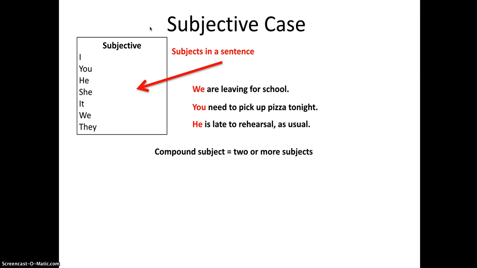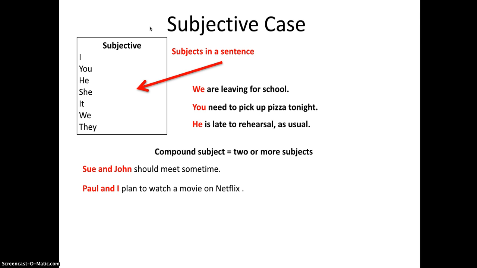People tend to get the most confused about the subjective and objective cases when there's a compound subject or compound object. So compound meaning two or more. We have the sentence, "Sue and John should meet sometime." Sue and John are the subjects. That's a compound subject. There's more than one. But it gets a little more tricky when one of the subjects is a pronoun.